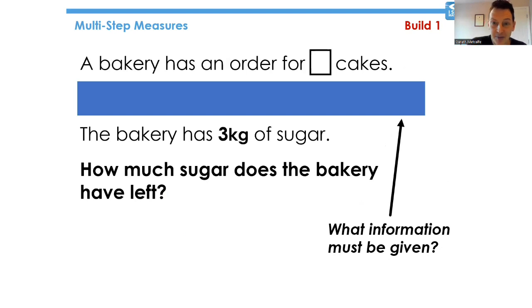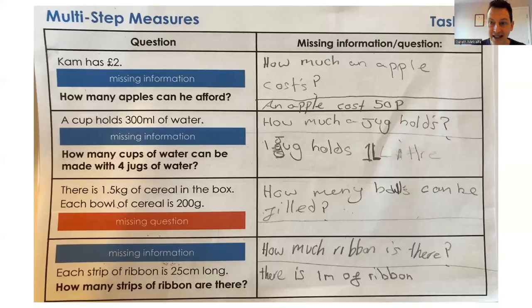There's another build prompt here, which I'll not walk through in detail, but a bakery has an order for some cakes. The bakery has 3 kilograms of sugar. How much sugar does the bakery have left? The children identify that I'll need to know how much sugar in each cake. They do that first. Then we explore different possible answers. Then that's revealed. That leads into task A and then task B, which I'll share.